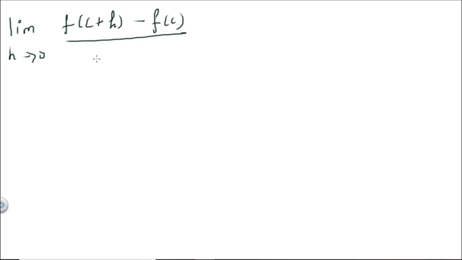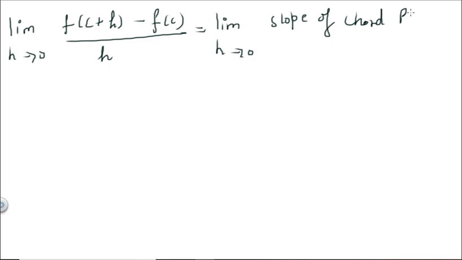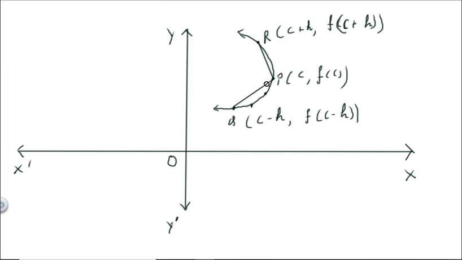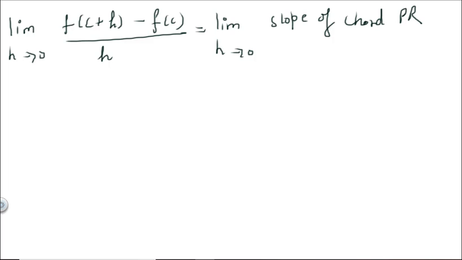Let us apply this. So now I will write limit h tending to 0 to our equation number 2. So limit h tending to 0, f of c plus h minus f of c divided by h. And this can be written as limit h tending to 0. This was what? Slope of chord PR. Clear? You can see in the graph. PR slope we have calculated and are applying the limit to it.